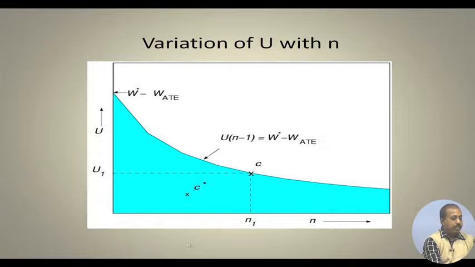This graph actually shows the variation of u with n. If you increase the value of n, this u value starts decreasing. This is actually the plotting of u into n minus 1 satisfying this relationship. If it is at this point, n 1, this is the corresponding u 1. So, this may be one choice, and beyond this it is not improving further. So, we can go for that.